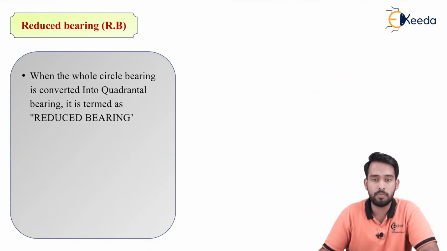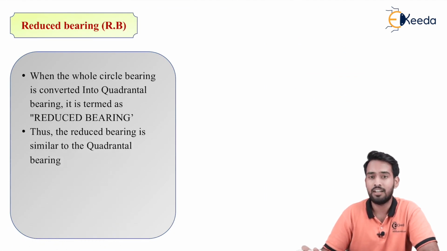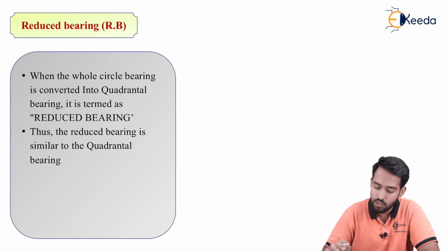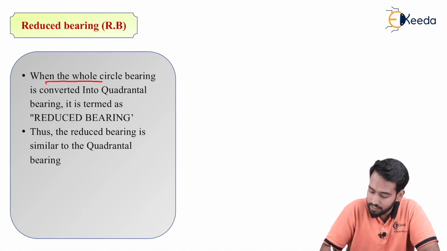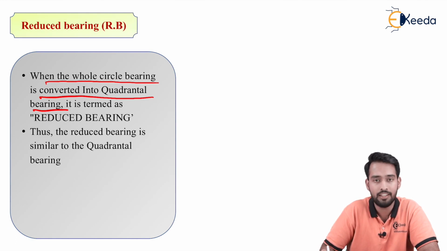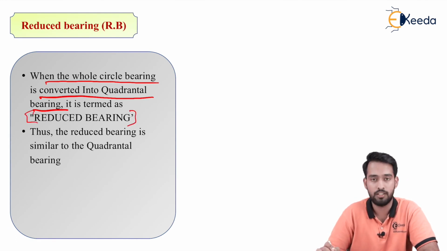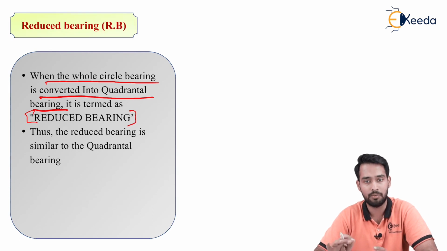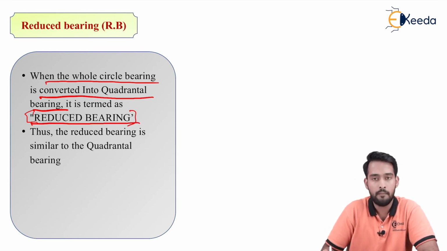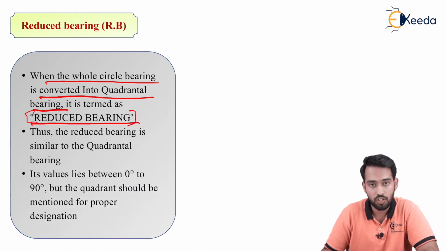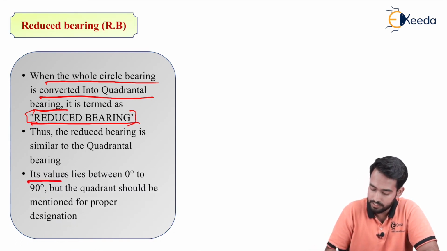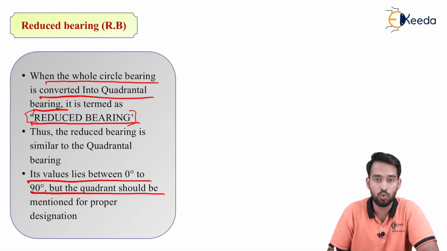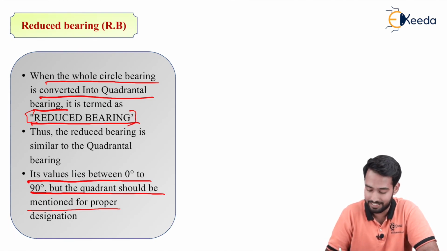Now talking about the reduced bearing, we have heard this term also, reduced bearing. What is reduced bearing? Reduced bearing is nothing but when we convert whole circle bearing into quadrantal bearing, the term is known as reduced bearing. So don't get confused between quadrantal bearing and reduced bearing. It is nothing but the conversion of whole circle bearing into quadrantal bearing, that is known as your reduced bearing. So it is similar to your quadrantal bearing only. Thus it has the values between 0 to 90 degree, but the quadrant should be mentioned for proper designation.